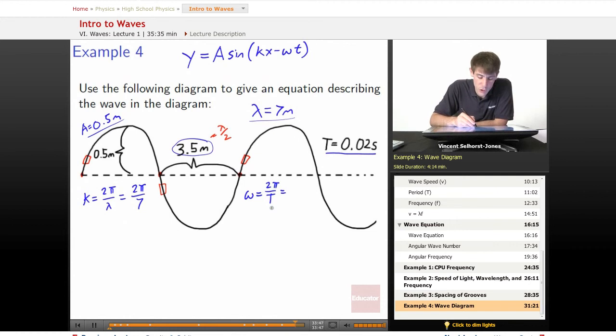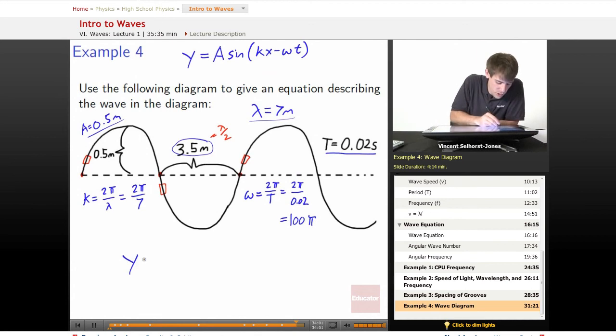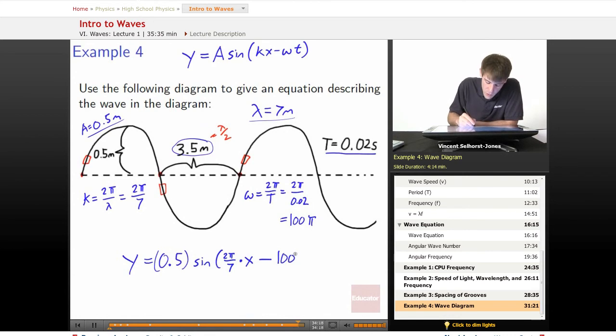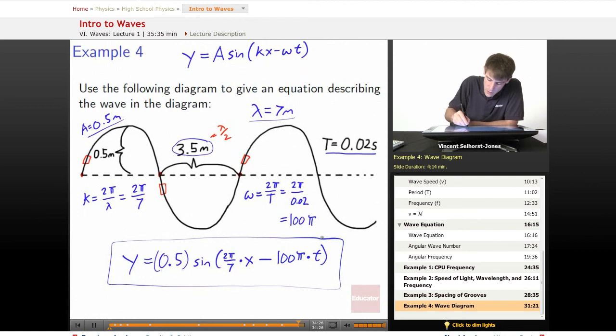So omega is equal to 2 pi divided by the period. So if we know what the period is, 2 pi divided by 0.02 seconds, that will wind up giving us 100 pi. So simple as this at this point, we just plug in all of our numbers. So y is equal to, that amplitude was 0.5 meters, times sine of 2 pi over 7 times x minus omega, 100 pi, times the time that we're looking. And that right there is our answer.